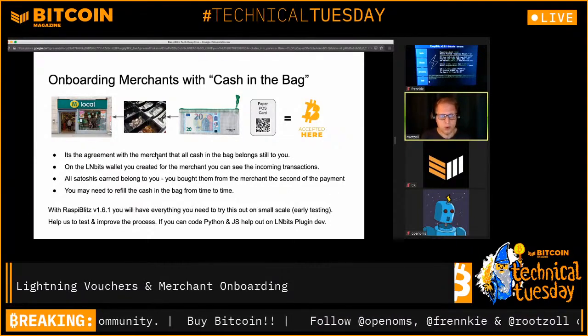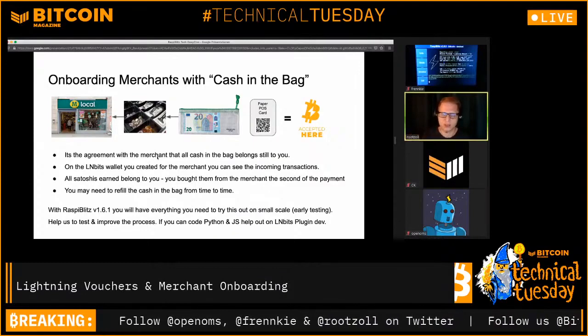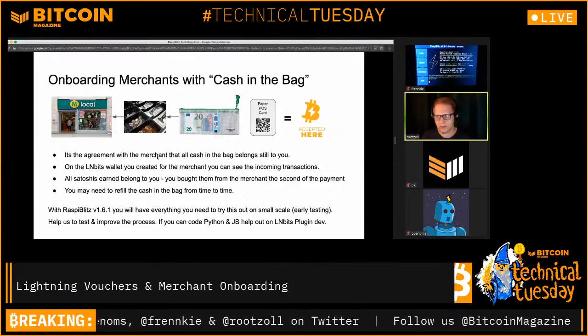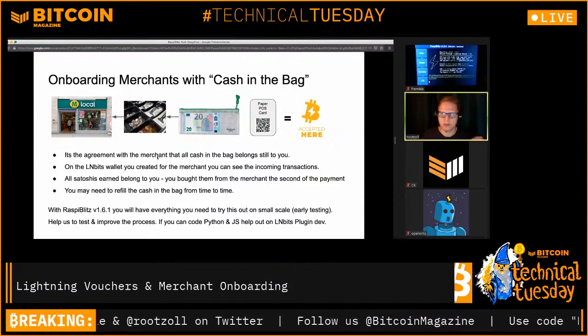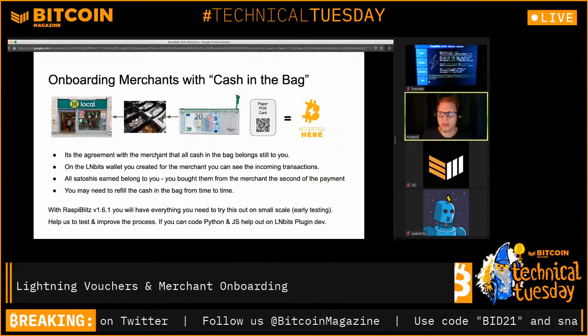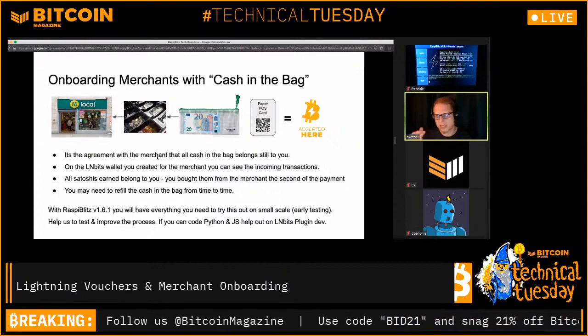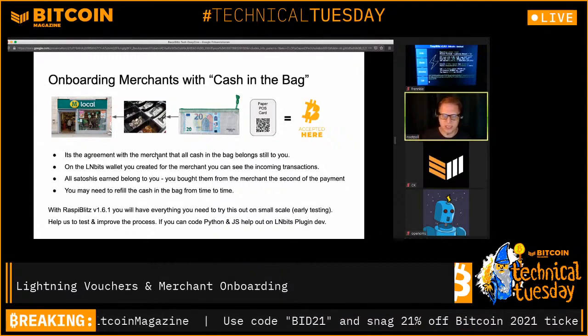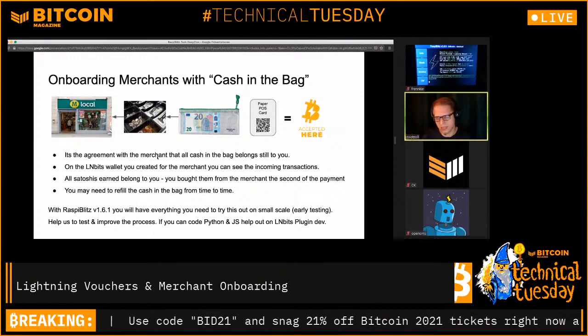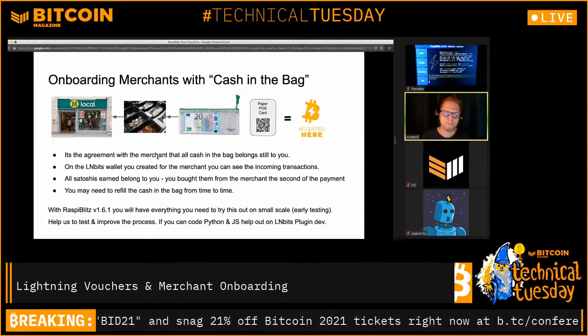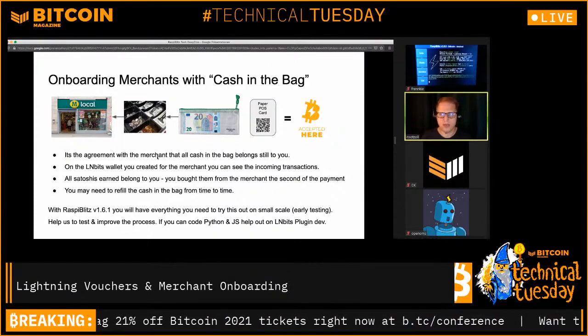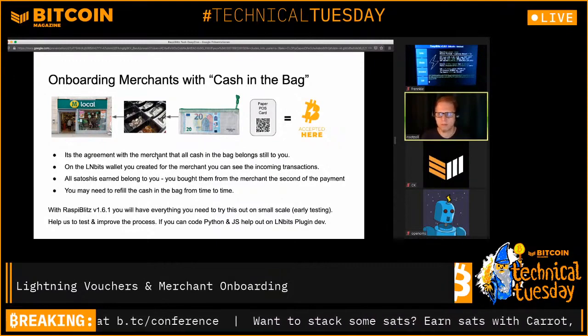On the LNbits wallet you created, you can see the incoming transactions. Every time somebody pays at the store, because it's paid to your Raspberry Blitz and into that LNbits account, you can see in the listing of transactions that TPOS paid that amount of Satoshis. The good thing is that every Satoshi coming to your Raspberry Blitz is your Satoshi, because you reimbursed the merchant, who was able to take the cash out of the bag and put it in his register. So all Satoshis now are yours.